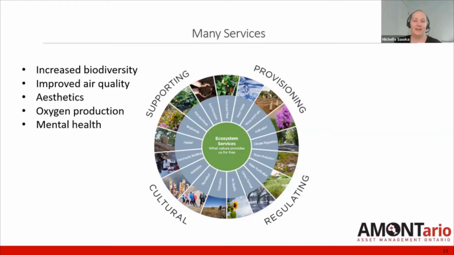Another key point I wanted to make here is that it provides so many services. So with your traditional infrastructure, a pipe, for example, it conveys water. It has one function and it provides 1 to 2 services. And green infrastructure has multiple functions and can provide multiple services, which makes it a very good tool for climate change, but then also makes it a little bit more complicated for asset management. Well, we'll get into that in more detail later today.